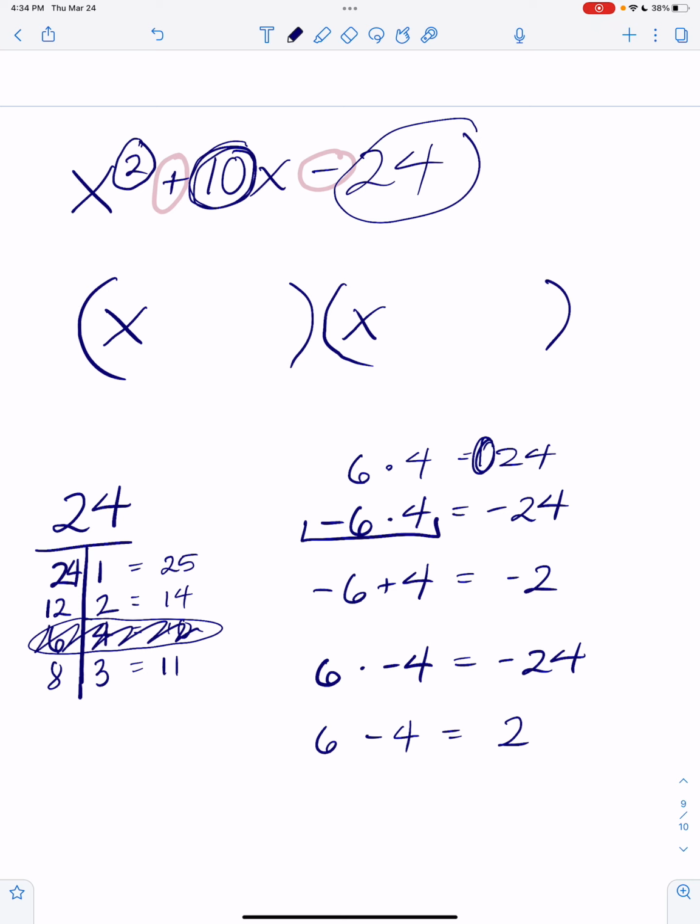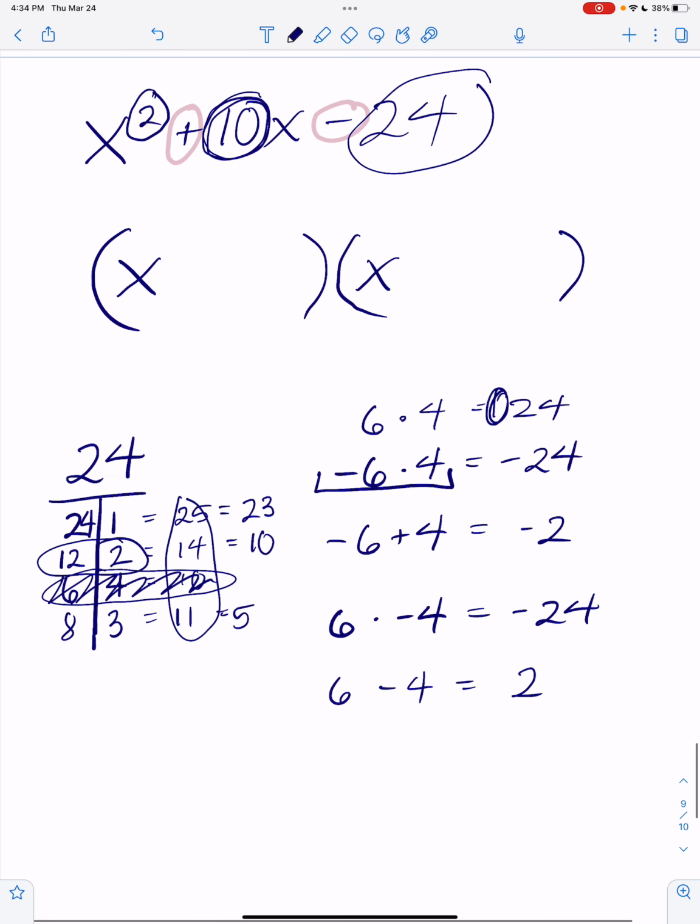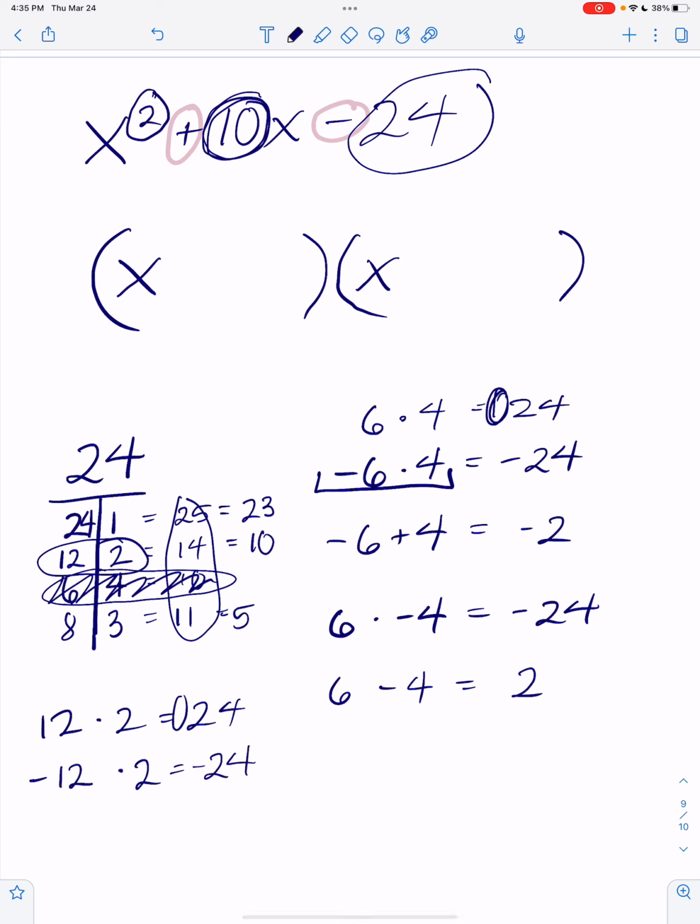This time, to get all these numbers, we added. Let's try subtracting now. So 24 minus 1 would be 23. 12 minus 2, oh, that would give us 10. And 8 minus 3 will give us 5. So let's focus on this pair now, because I see that if I subtract 2 from 12, I can get a 10. But again, I got to get that negative 24, because I know 12 times 2 would be 24, but it's not negative. So I got to make one of them a negative. Let's try the 12 first. Negative 12 times 2 equals negative 24, so that's on the right track.